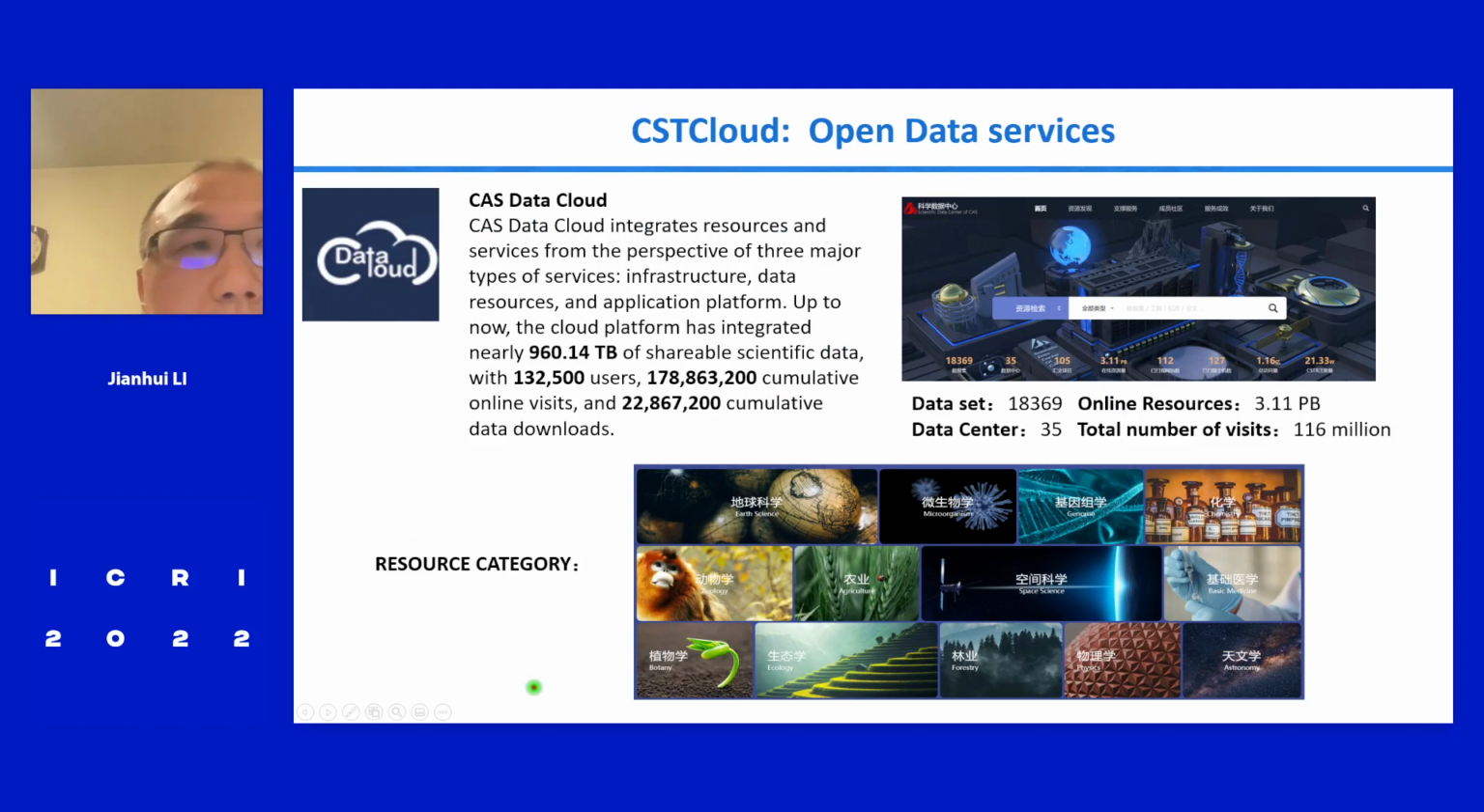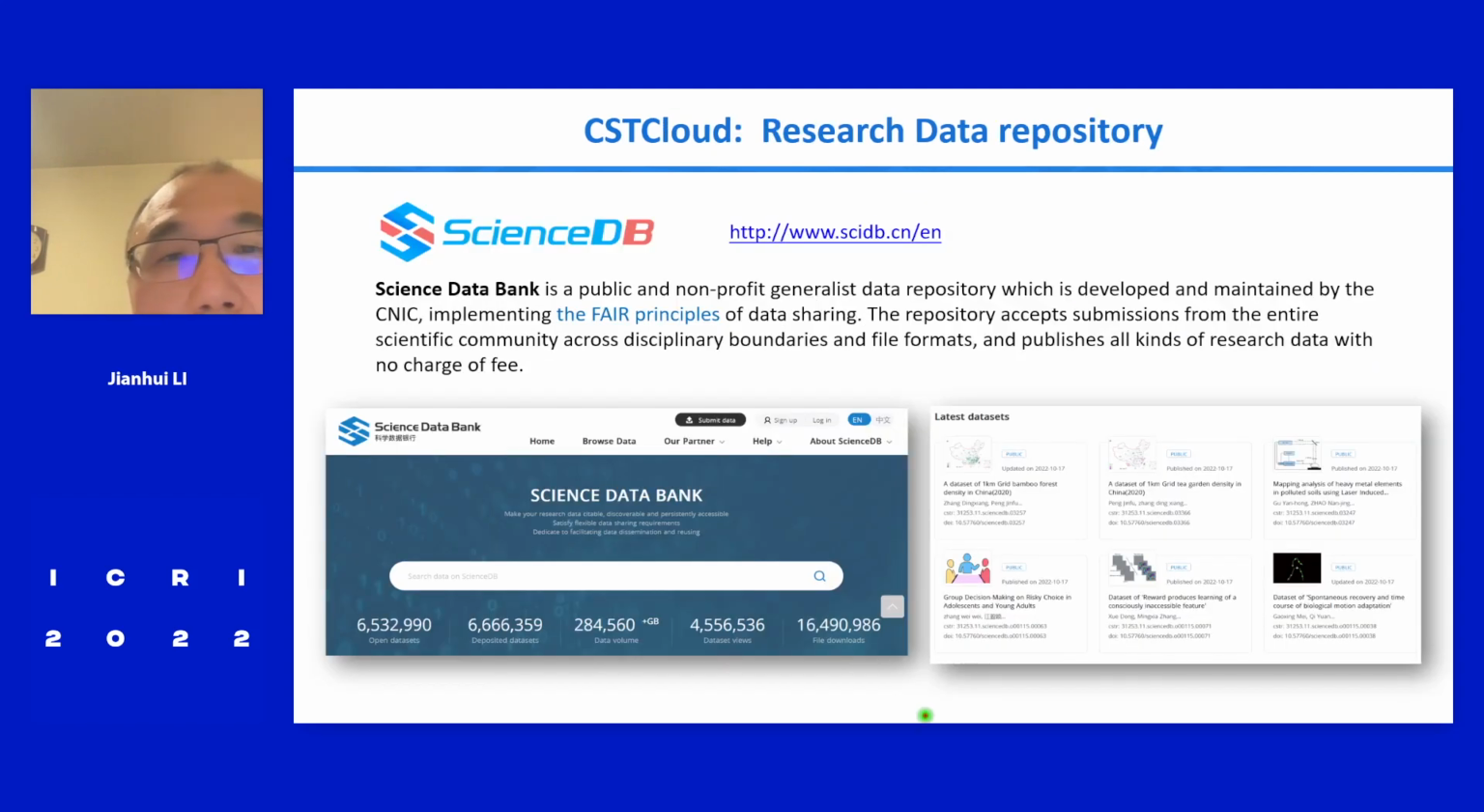For data services, there are open data services that we call the CAS Data Cloud. It integrates all the multidisciplinary data, and users can access the data and even analyze data online. There are now more than 18,000 datasets, covering different areas including earth science, geoscience, space science, and so on.